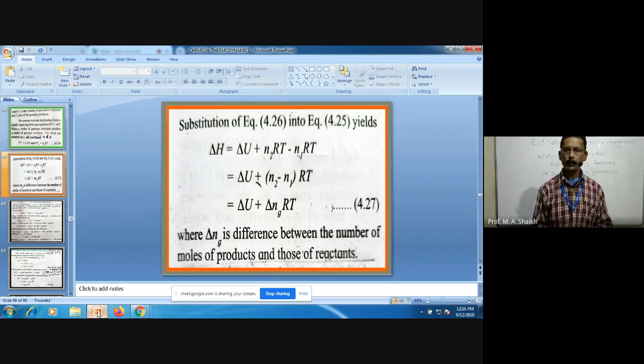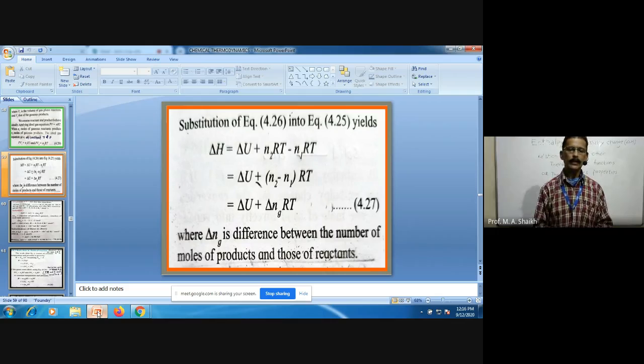But what is N2 minus N1? N2 minus N1 is delta N. N is what? Number of moles. Number of moles is also a state function. That's why N2 minus N1 is delta N. And along with delta N, the subscript G is also given, that G indicates number of moles in the gaseous state. G stands for gaseous state. So delta H is equal to delta U plus delta Ng, G for the gaseous state. Delta H is equal to delta U plus delta Ng into RT.